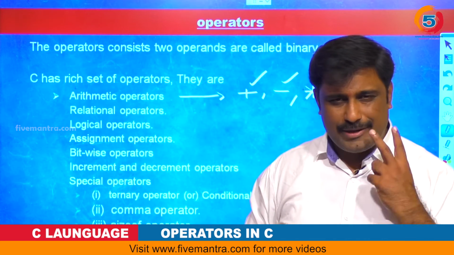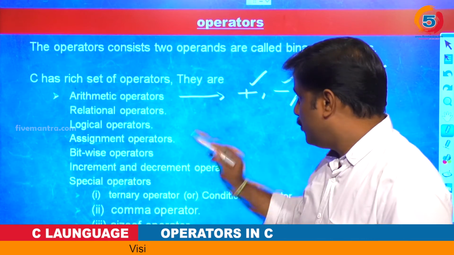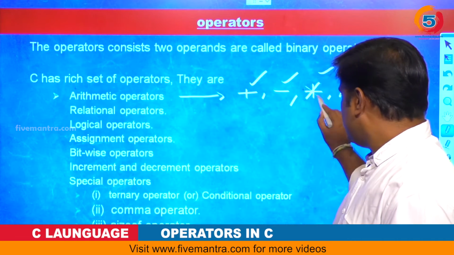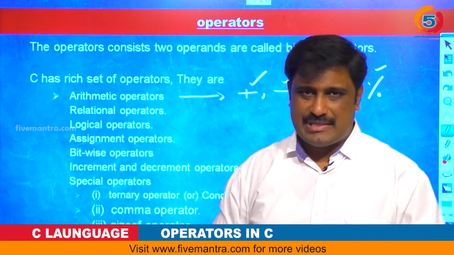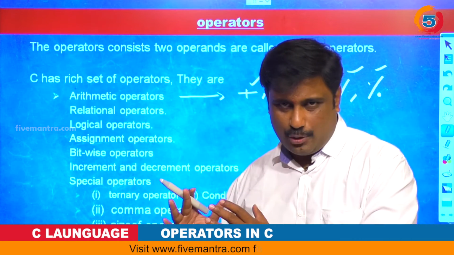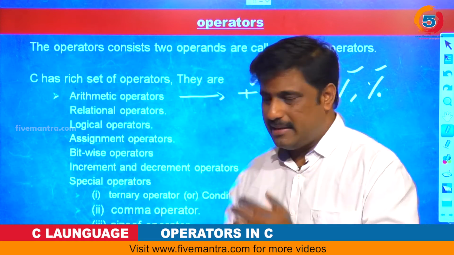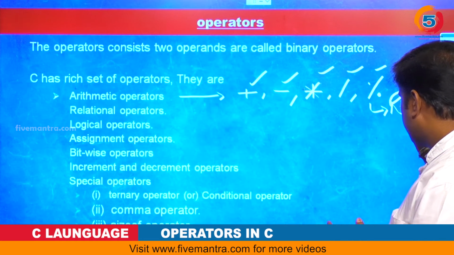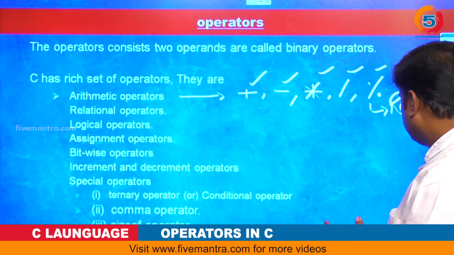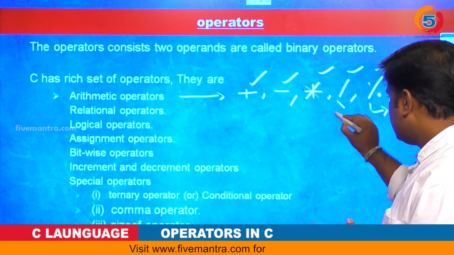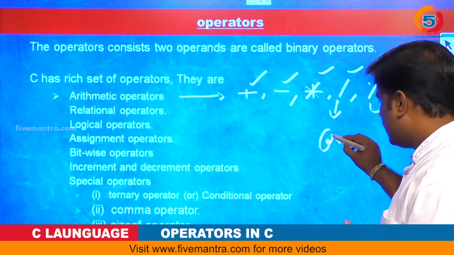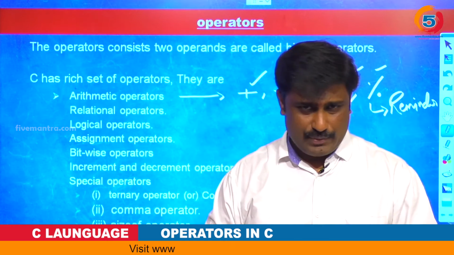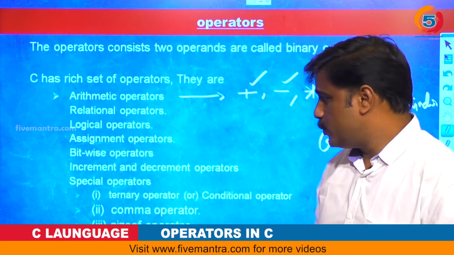Why? Because they require two operands, right? So we have addition, subtraction, multiplication, division. In division we have two results: one you will get the quotient, and another you will get the remainder. The remainder will be given with the help of this symbol, which is nothing but the remainder, and this other symbol will give the quotient. These are the symbols we have.